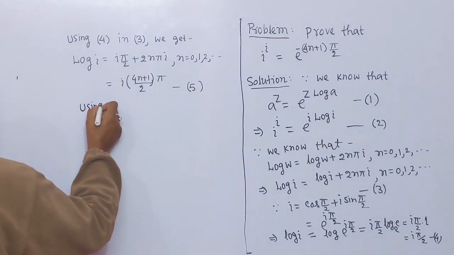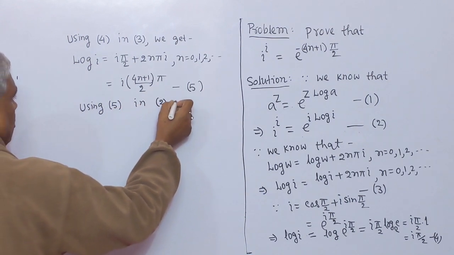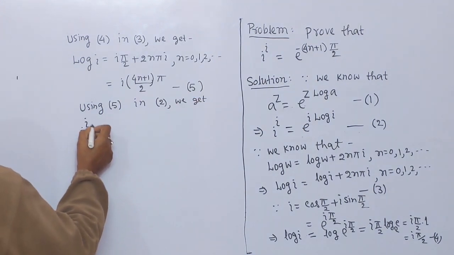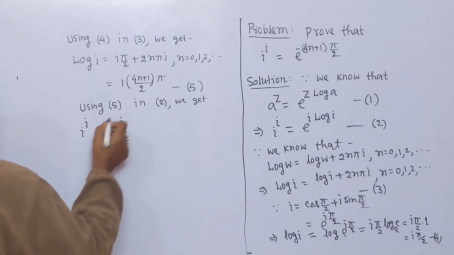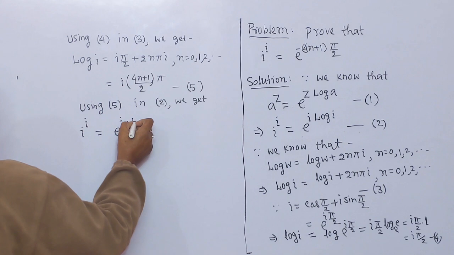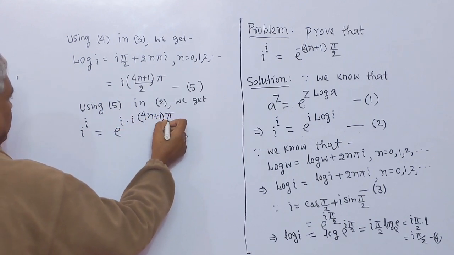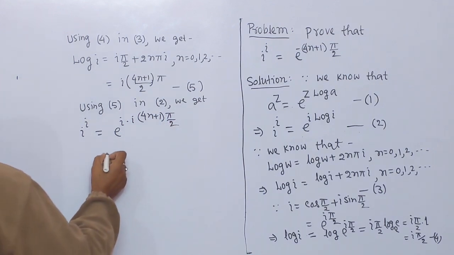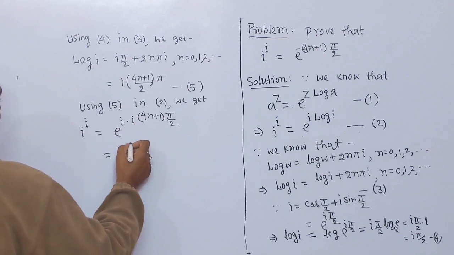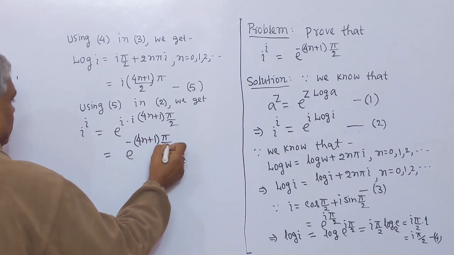Using 5 in 2, we get i to the power i equal to e to the power i capital Log i equal to i (4n plus 1) pi by 2, and i multiply i, i square is minus 1. So this is equal to e to the power minus (4n plus 1) pi by 2. Proved.